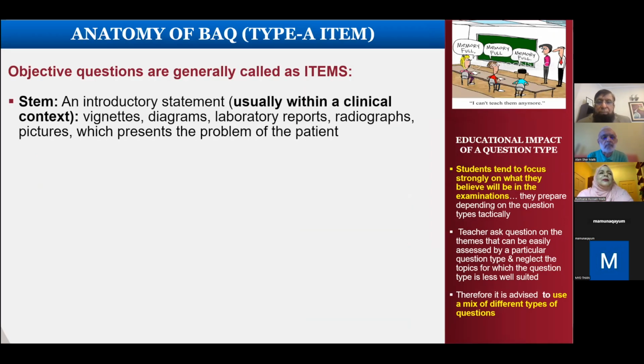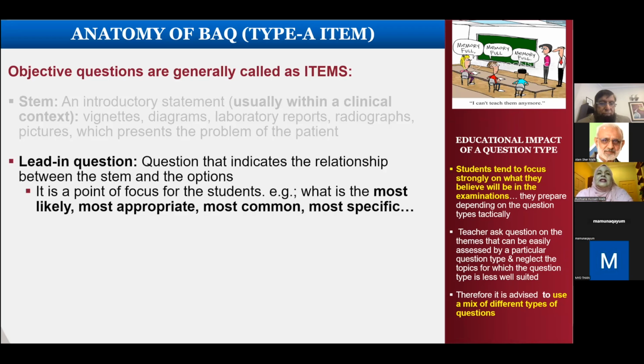Okay, so the anatomy of the BAQ is that it comprises a stem, which is an introductory statement, usually within the clinical context. It can contain a vignette or a diagram or a laboratory report or a radiograph or a picture which represents the problem of the patient. It is followed by a lead-in question. That is a very important component of the question. And it is always in the form of a question, which indicates the relationship between the stem and the options, which will be written below.